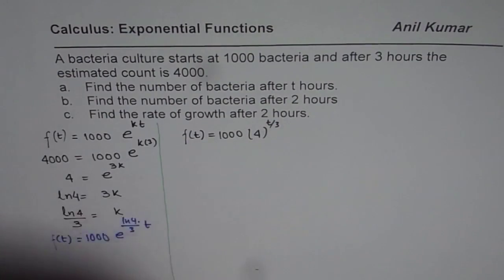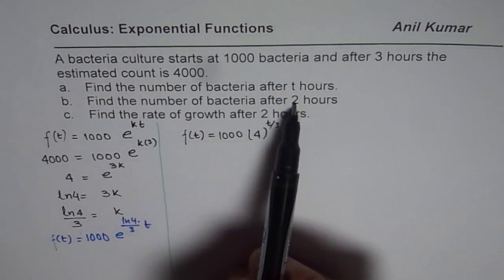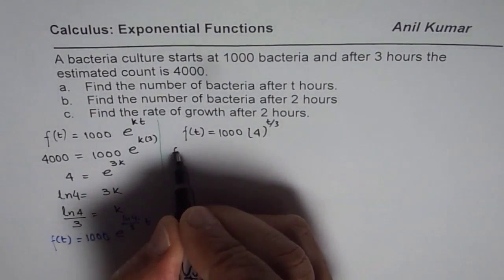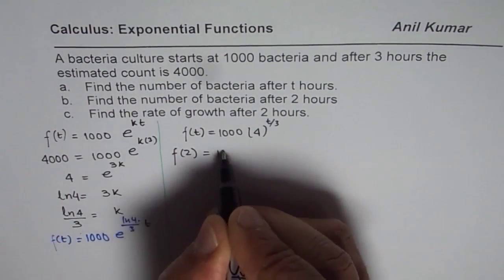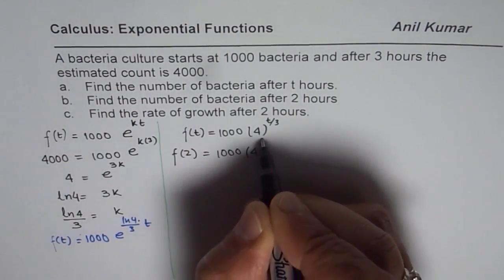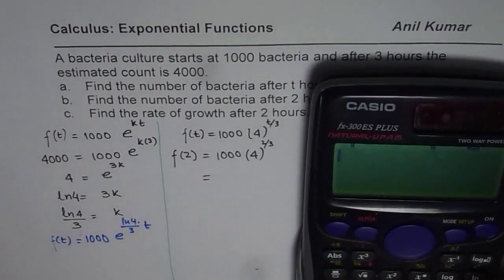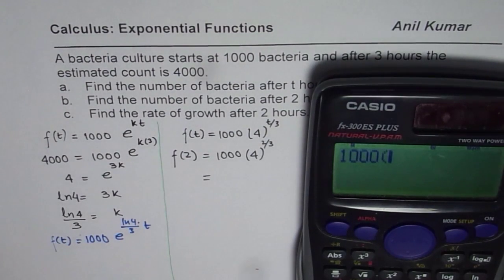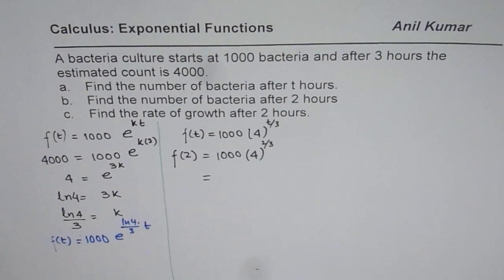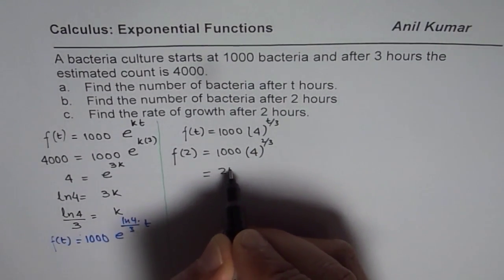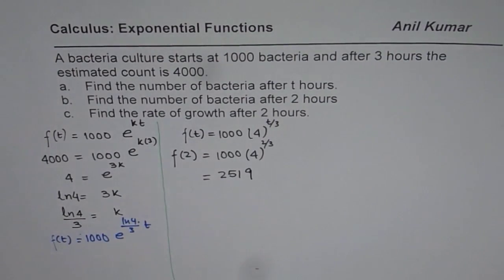Let us now do part B, which is to find the number of bacteria after 2 hours. That means we have to write t as 2 hours. We can write 2 there, right? 1000 times 4 to the power of 2 over 3. So we have 1000 within brackets 4 exponent, within brackets 2 divided by 3, bracket close, equals 2519.8. So 2519, right? So that is the count.